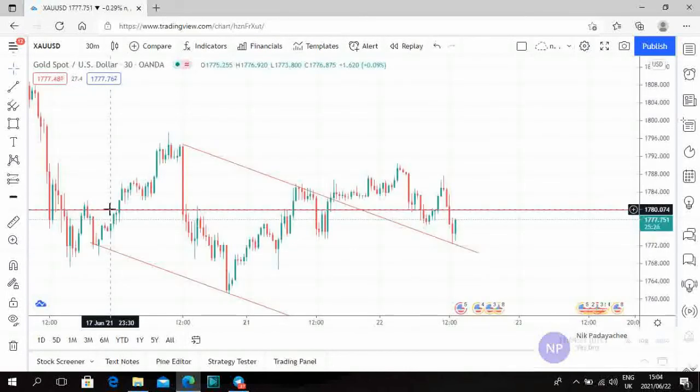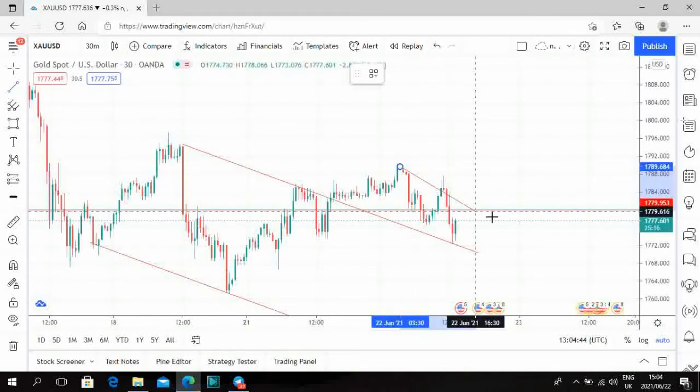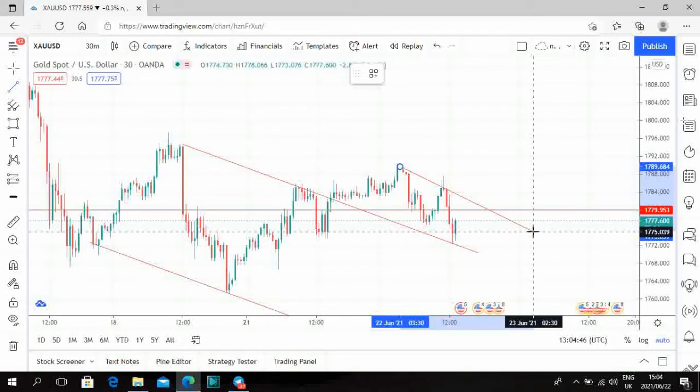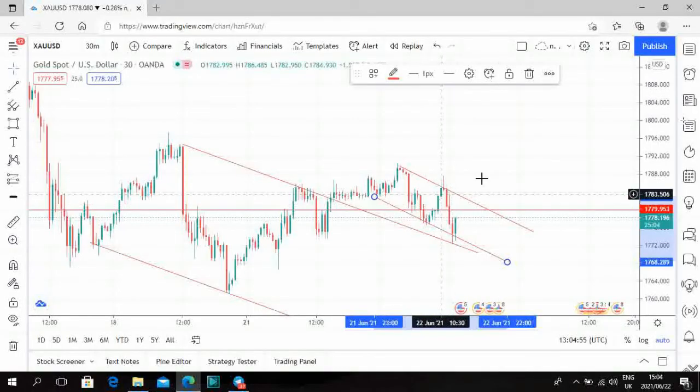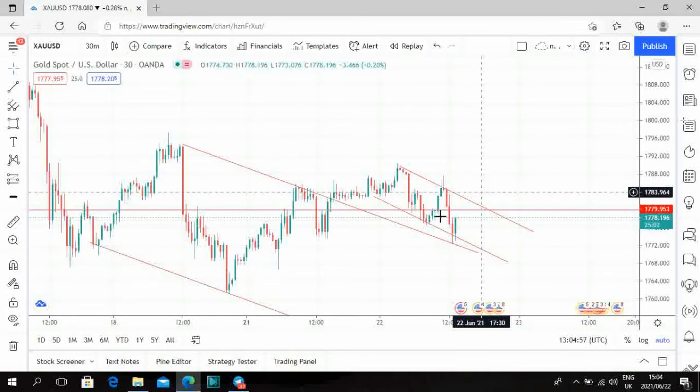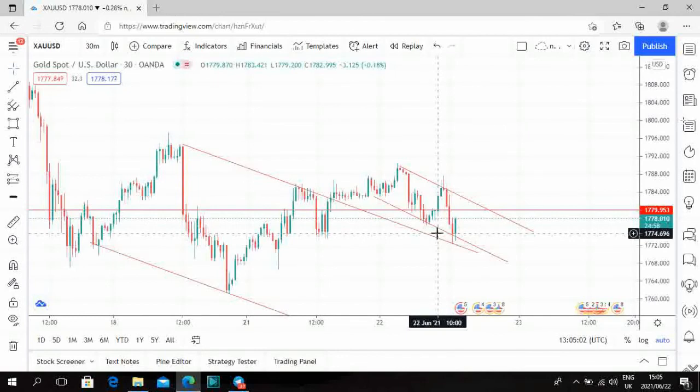On the 30 minutes, I'm also seeing the same thing as well. So another thing that we also have to look at, I'm also seeing a downward push within this channel. So the market is also trending down at this area. So what's going to happen here is that if I was to get in this market, I'll definitely buy from this area, because like I said, I'm looking for buy positions.